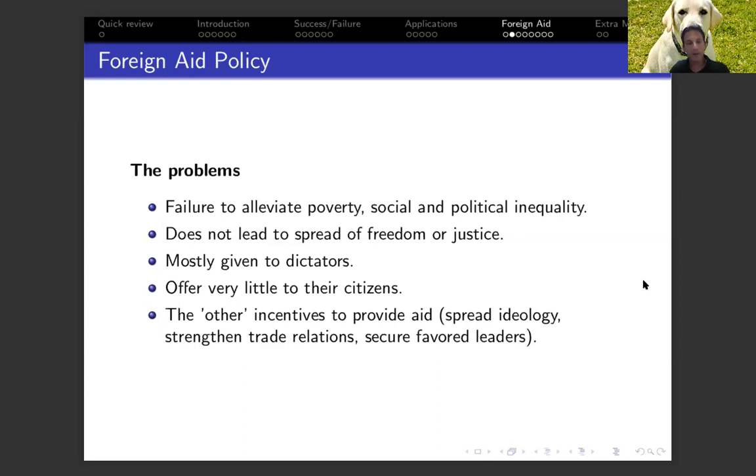Or it can be to strengthen trade relations. China will provide foreign aid to countries in the Middle East in order to have stronger relations with them and then have more trade among them. So that also provides benefits for China. Lastly, the United States has provided a lot of foreign aid, especially financial, to some countries in South America, I'm sorry, in order to ensure that the leaders in place that the Americans preferred will actually keep their position.